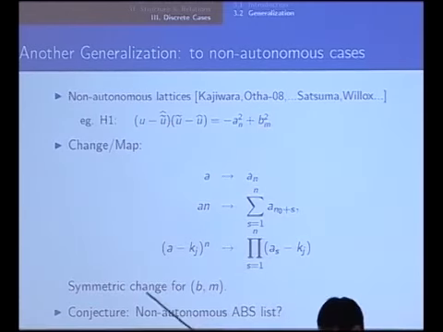Yes, we don't want to get new solutions for the non-autonomous ABS list, but maybe we have known the solution, what solution are in this way.